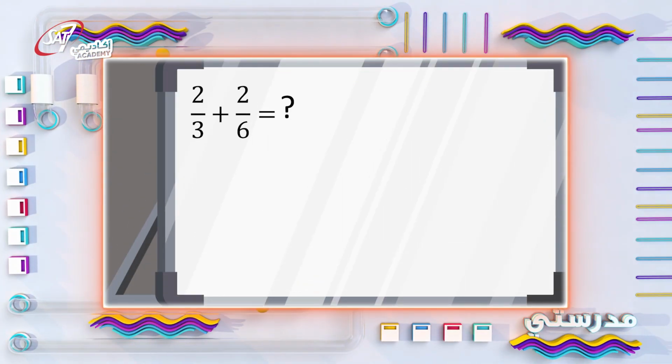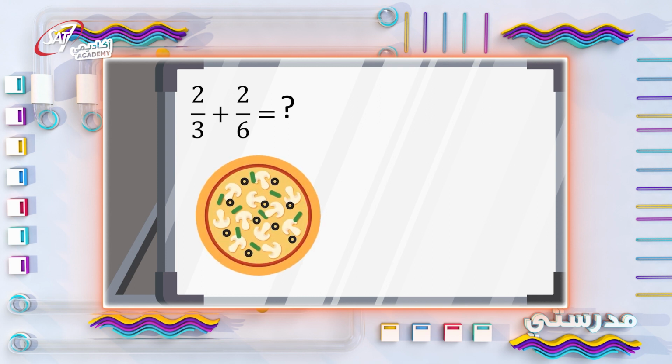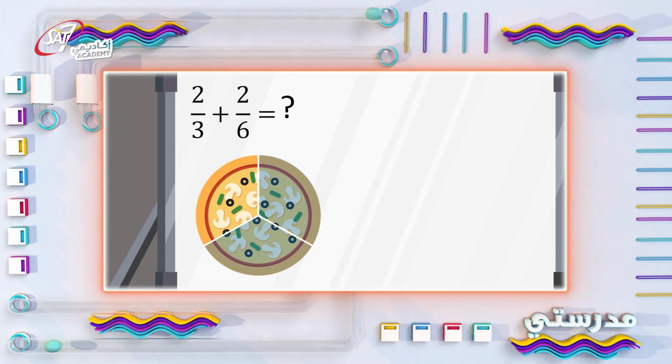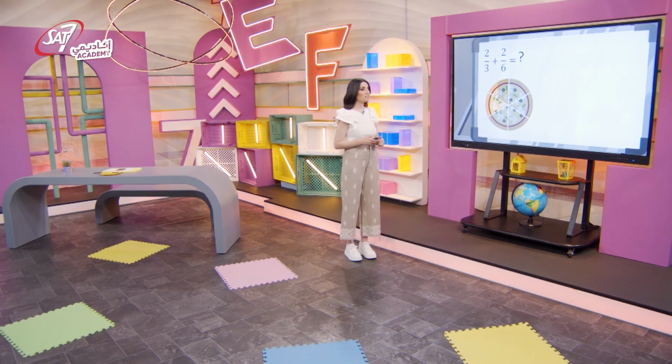What if the first friend eats 2/3 of the pizza and the second eats 2/6? How much of the pizza would be eaten? So if we divide the pizza into 3 equal slices, the first person would eat 2 out of 3. We would be left with 1 slice. Let's divide the same pizza into 6 slices because the second person had 2 out of 6.